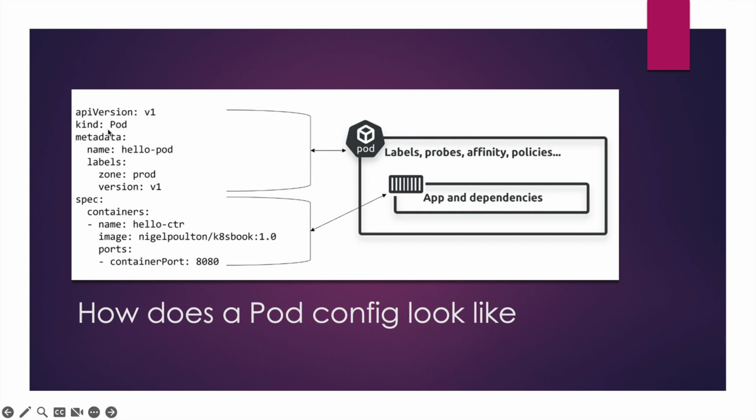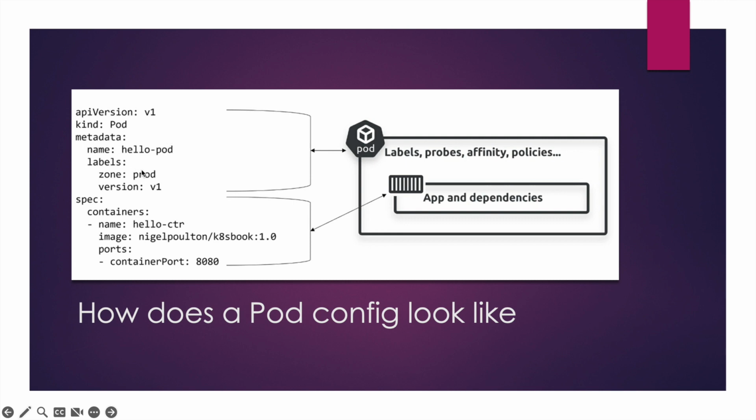The next thing is the kind. This is the kind of the object we are creating. Obviously, it's a pod. Metadata gives it useful information. The name of the pod will be hello-pod. These are the labels that we just mentioned. This pod will have two labels, one is zone and the other one is version. And so this is the definition of the pod.